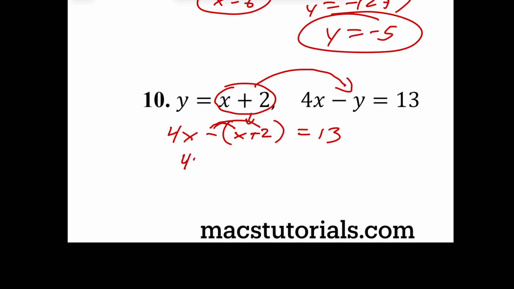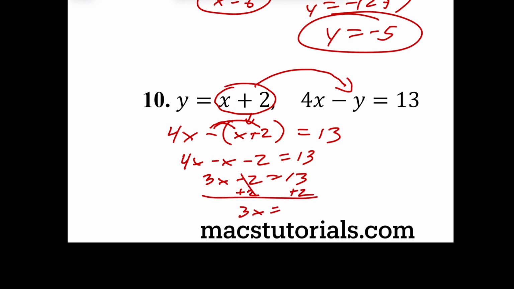Okay, and so we get 4x minus 2. You would have written plus 2 if you didn't do the parentheses. That's why it's so important. I'm going to get letters on one side and numbers on the other. I'm going to add 2. 3x equals 15. Divide by 3. X equals 5. Now we're just going to plug it in.